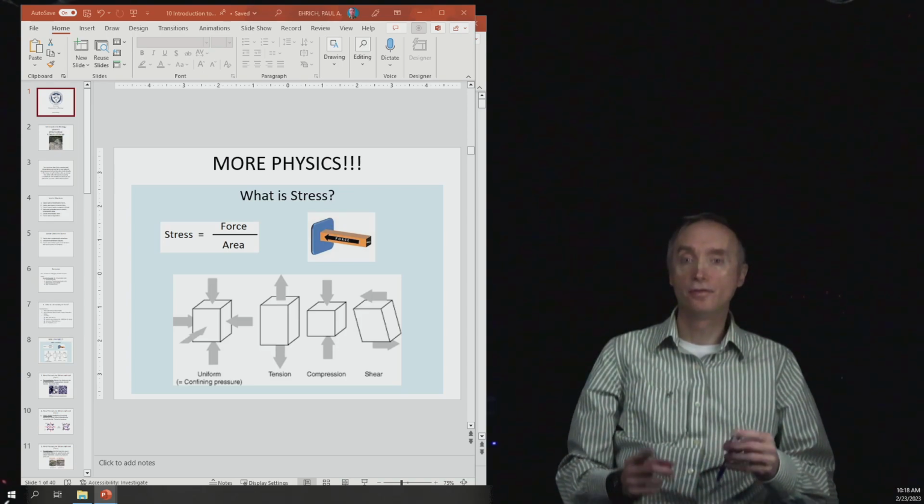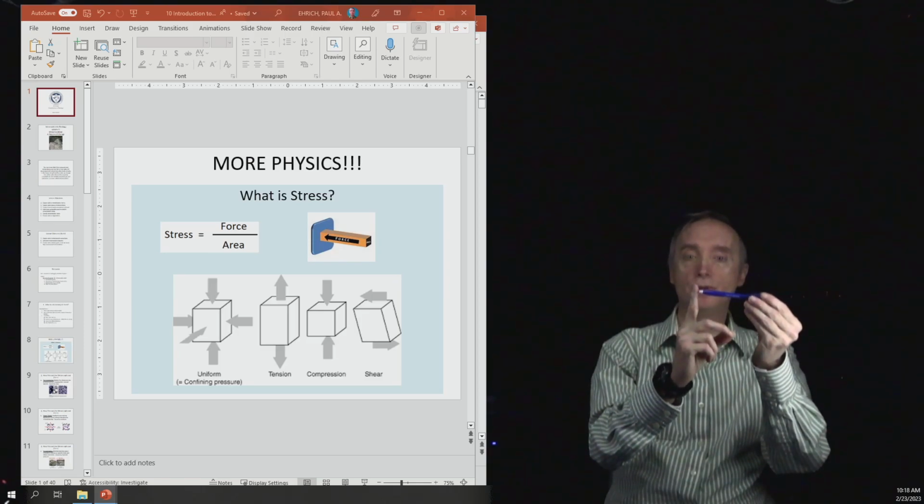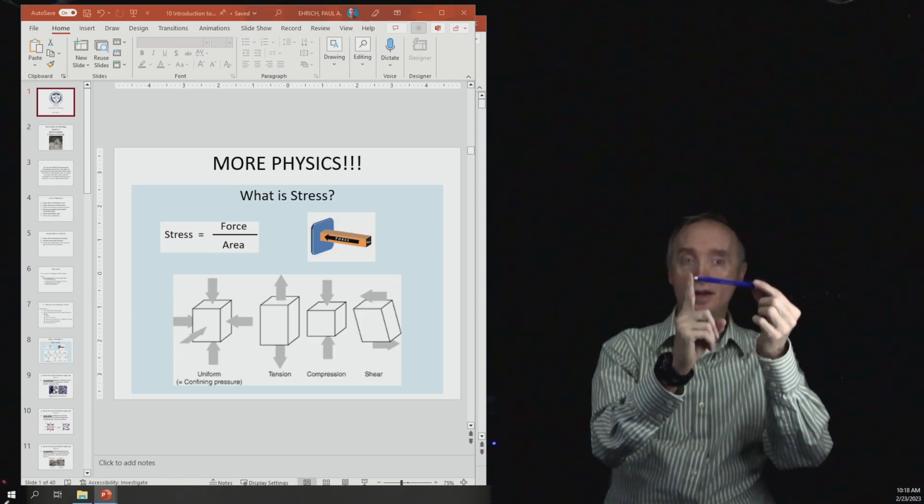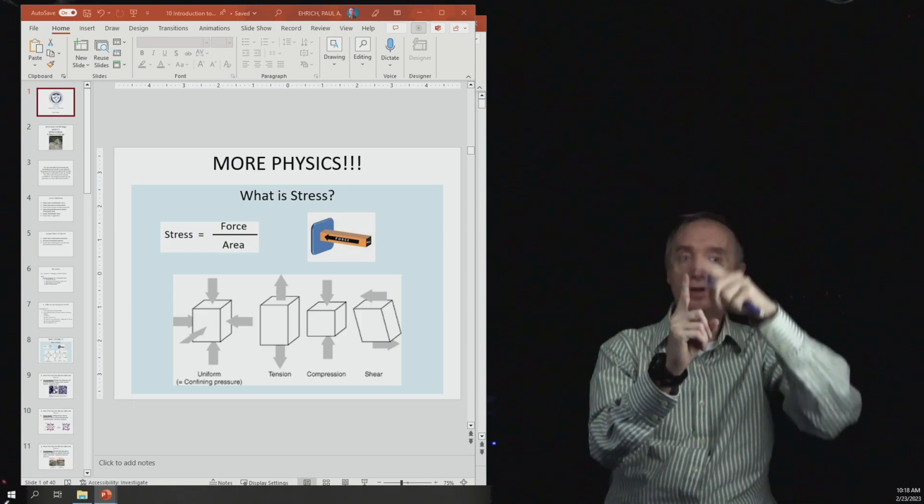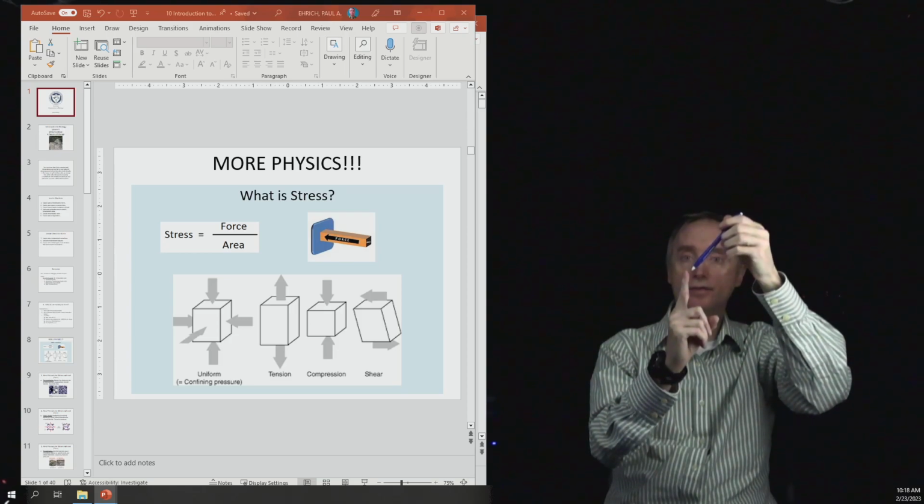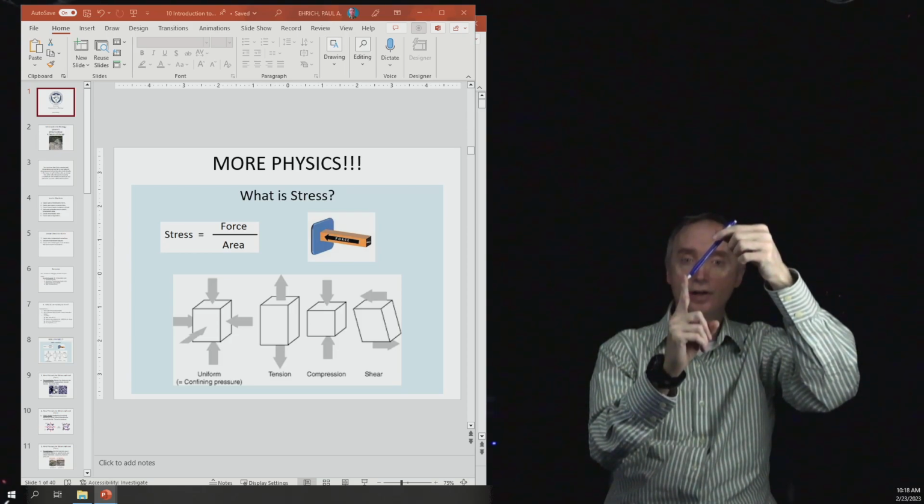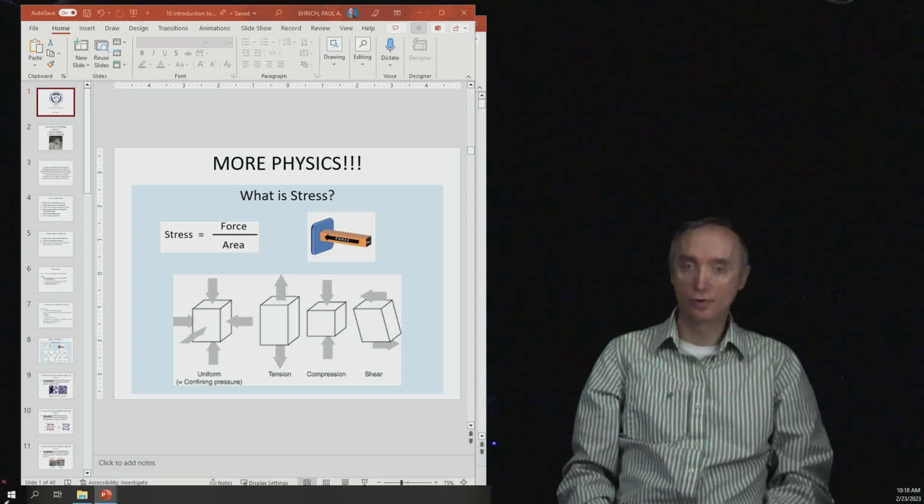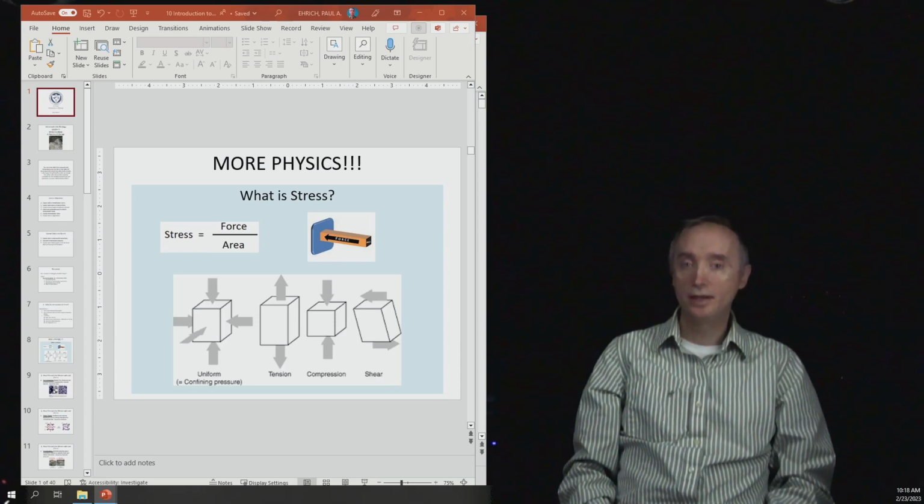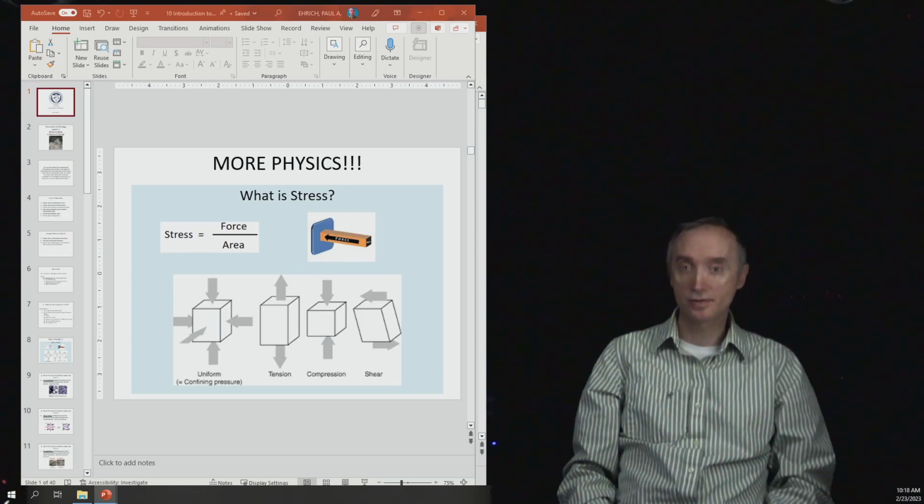The force does not have to be perpendicular to the area. The force could be like this, where the area is up and down, and the force is coming in at an angle. You'll notice that in these pictures here, it's illustrating that the force is always perpendicular to the area. The first one is going to be a uniform stress, and another name for this is pressure, confining pressure.